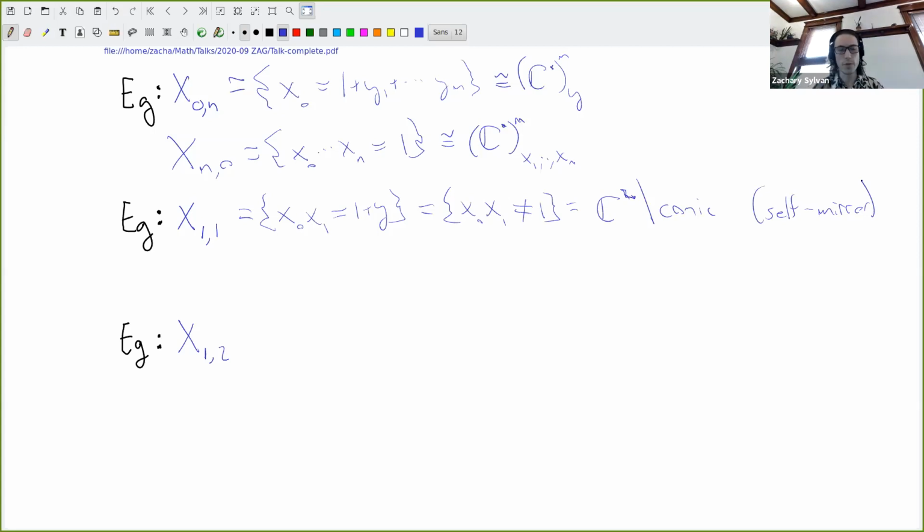I'm going to do one more example, which is X_{1,2}. So X_{1,2} is x_0 x_1 equals 1 plus y_1 plus y_2. And what we can notice is that this has two (C*)^3 charts.